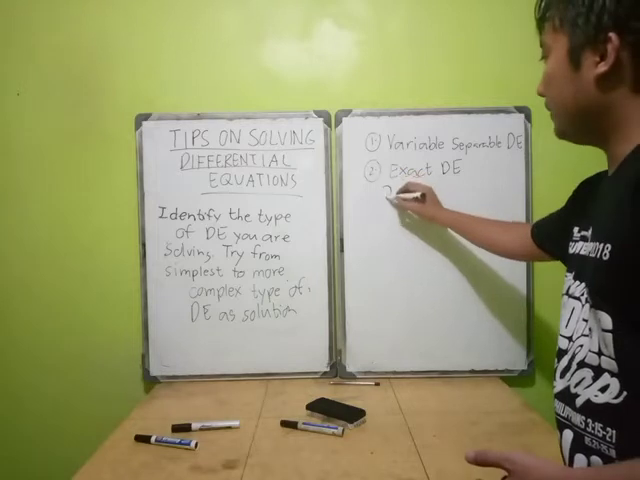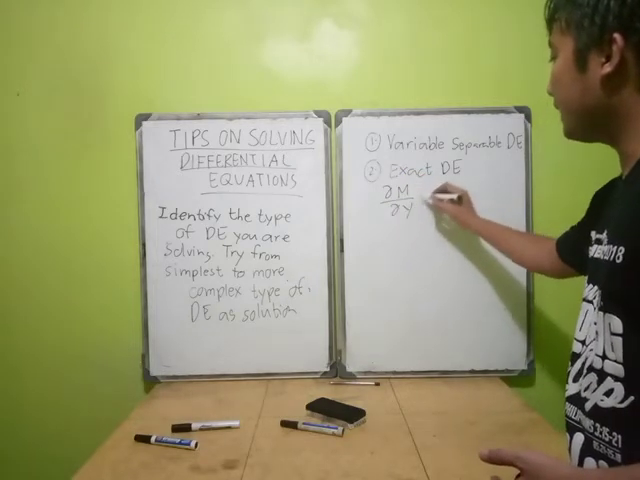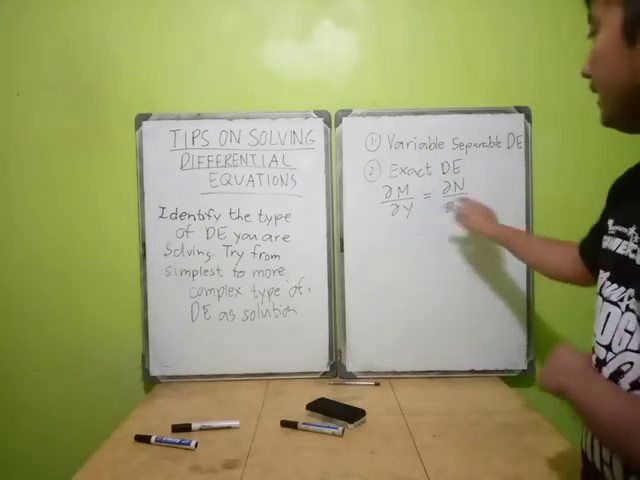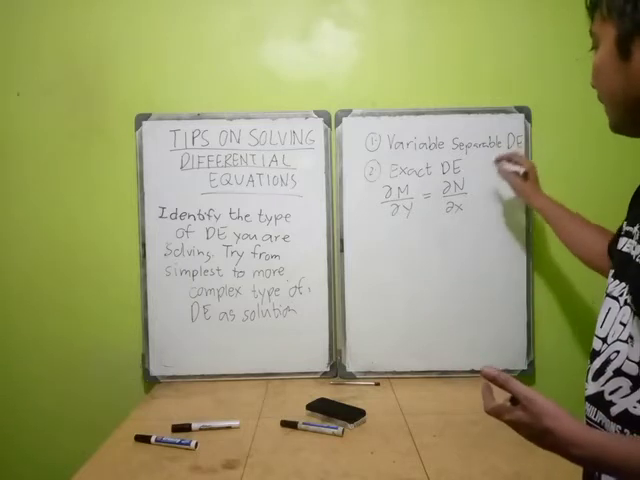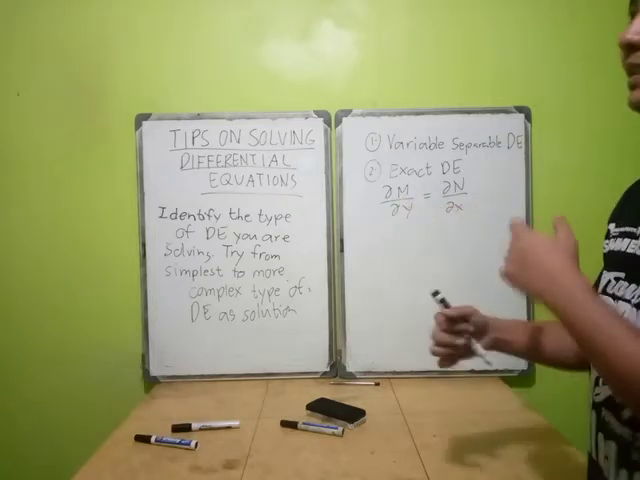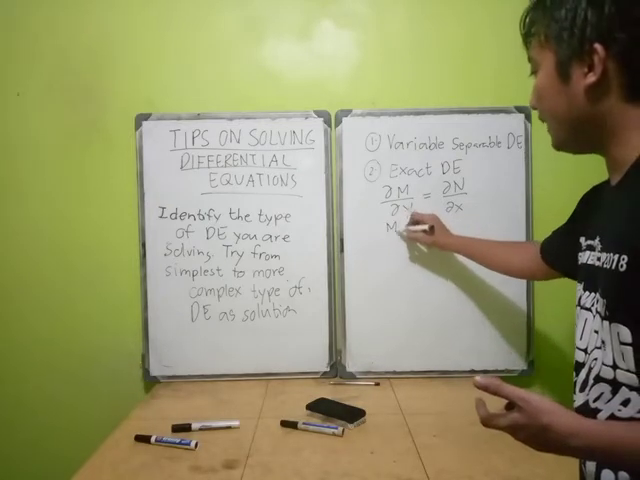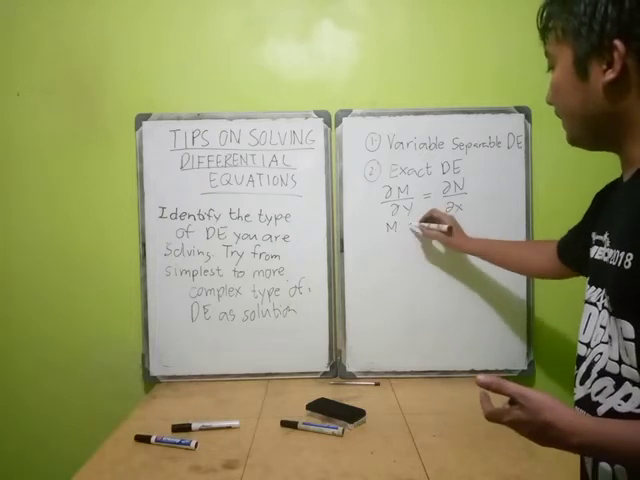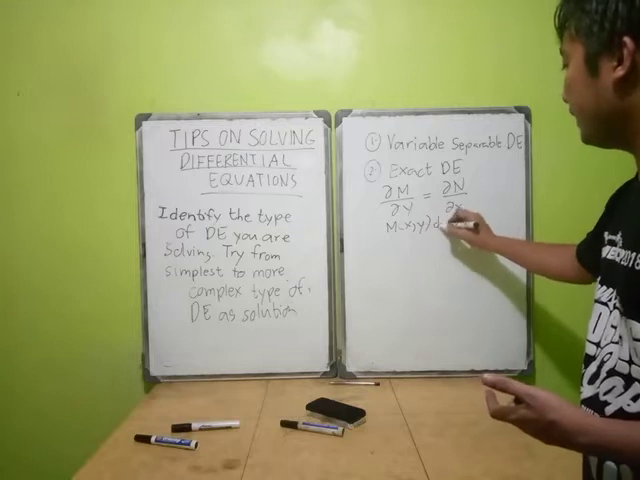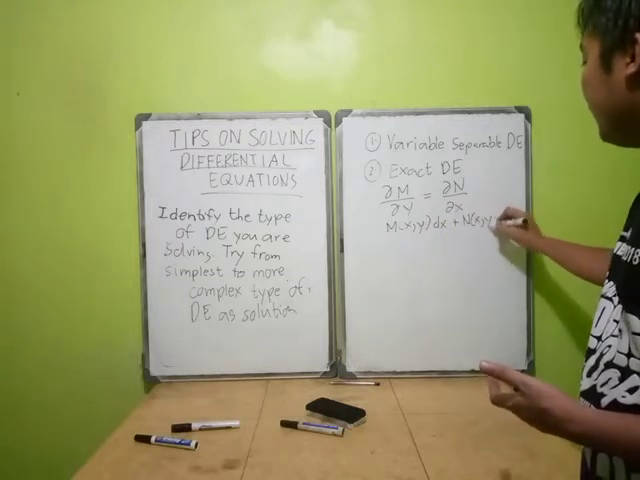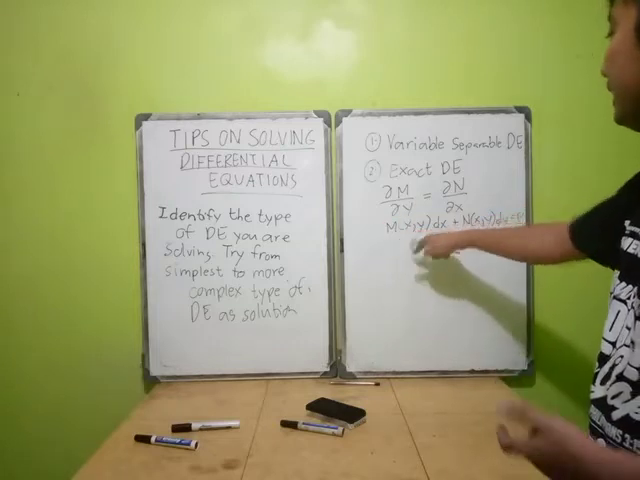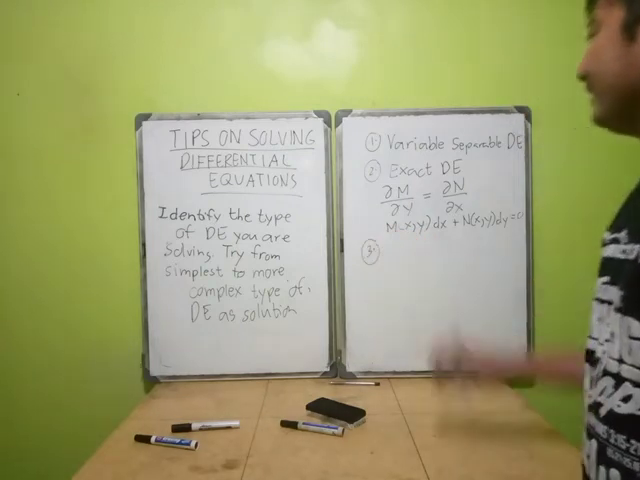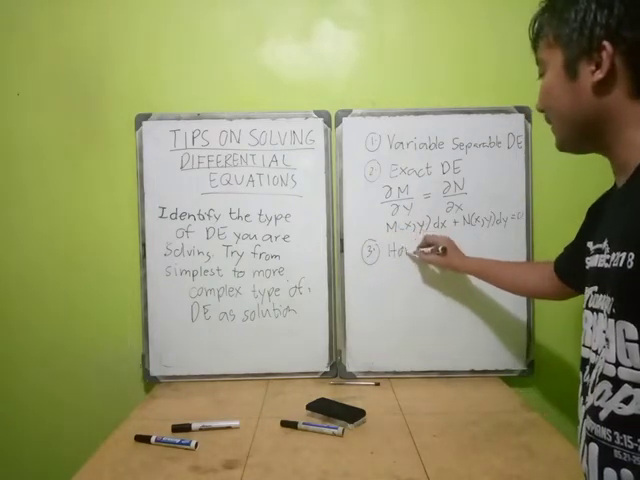Okay, so ma-identify mo siya by using this. Alam niyo naman kung ano yung M at saka yung N. So, kapag pumasa, dapat equal. Yung M mo, in terms of x and y, magiging M(x,y) dx plus N(x,y) dy equals 0. Kung hindi na-satisfy to, so hindi siya exact DE. So proceed ka. Kapag hindi siya exact DE, dapat homogeneous.